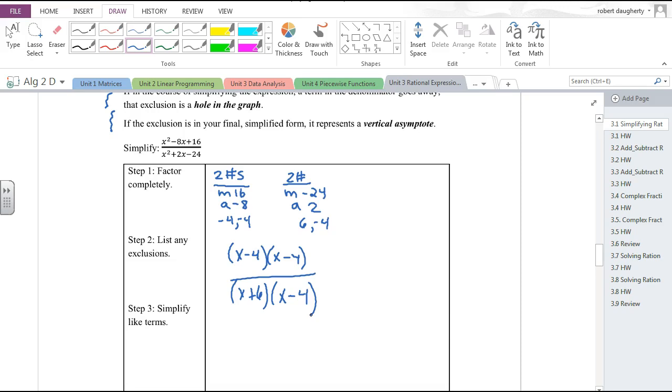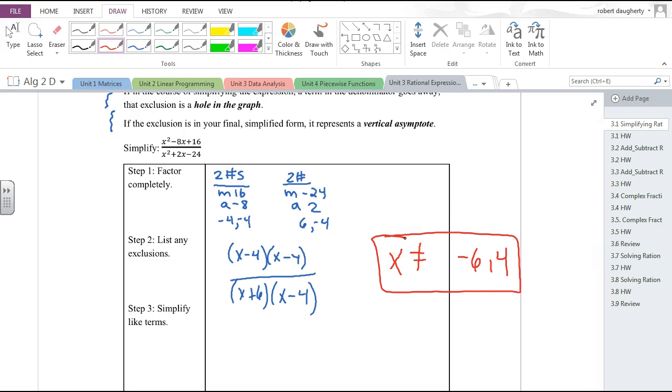Now, before I do anything else, I can list my exclusions. My exclusions are where the denominator is 0. So what are my exclusions in this problem? x cannot be -6 or +4. Because either of those two numbers would make this whole expression divide by 0, which is undefined.